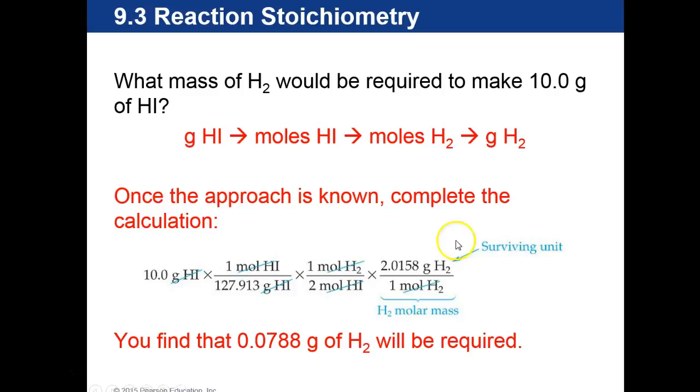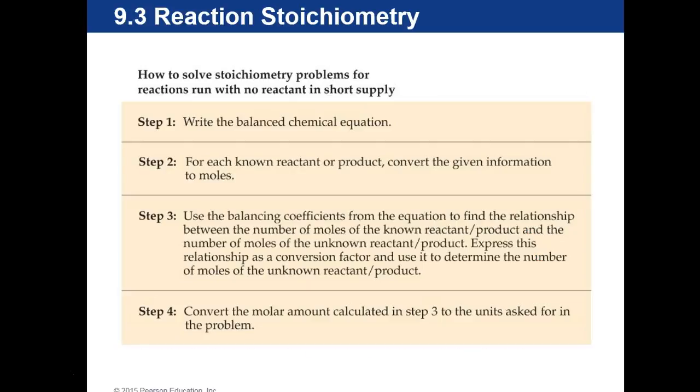You need to end with a surviving unit, which is the mass of I2 or H2, and we got grams of H2 in the end. The moles canceled out. So we're left with 0.0788 grams of H2. Here are quick steps to figure out stoichiometry. So this is a one slide shot for you for when you want to go back and figure this out. It's a nice resource.